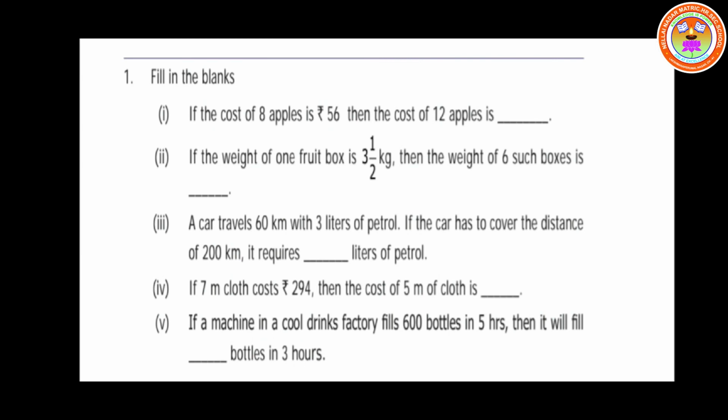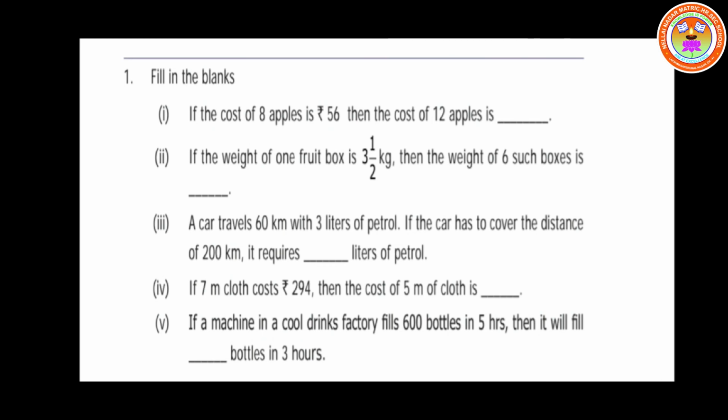So first let us convert for 1 hour. So 600 divided by 5. So in 1 hour it will fill 120 bottles. 600 divided by 5, if you do, you will get the answer 120. So in 1 hour, the cool drink factory machine fills 120 bottles. So you have to find in 3 hours. Multiply 120 into 3. So your answer will be 360.